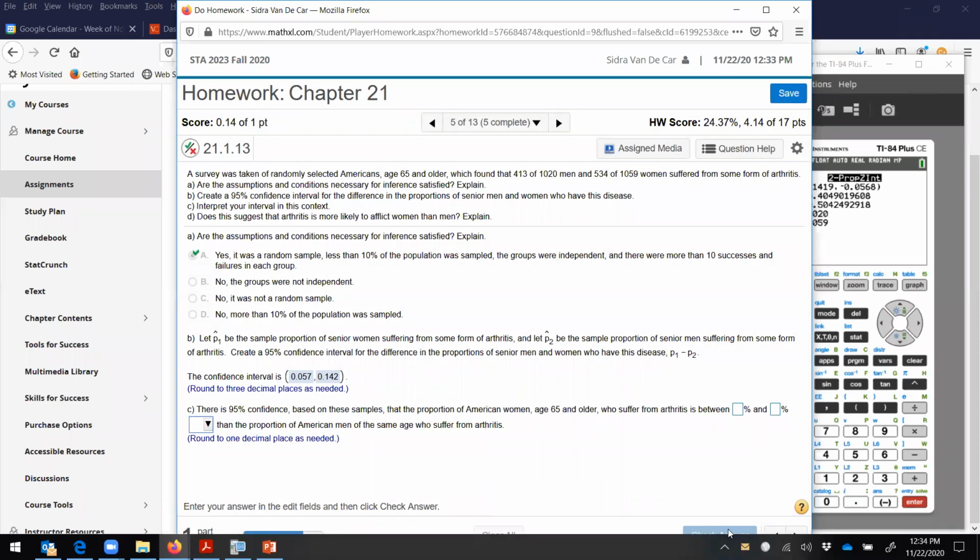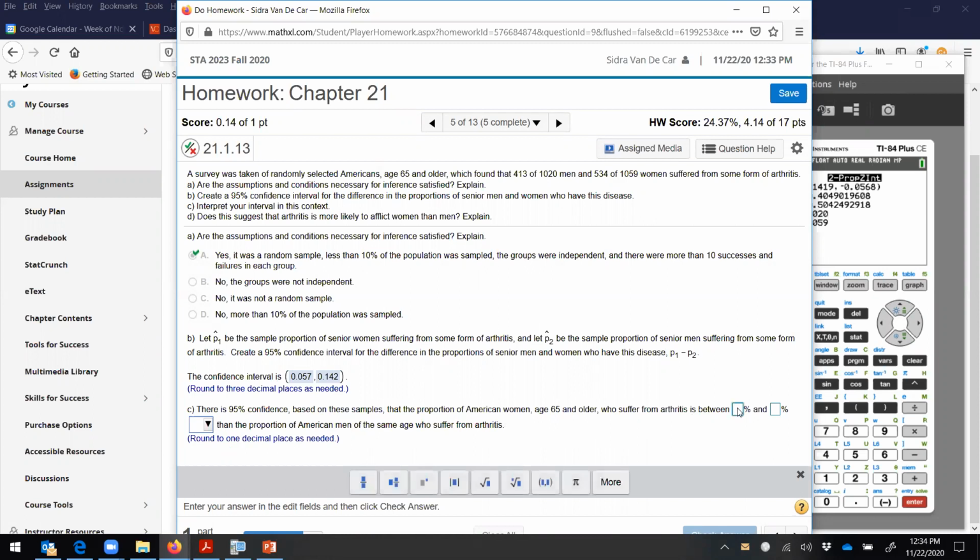There is 95% confidence based on these samples that the proportion of American women aged 65 and older who suffered arthritis is between 5.7% and 14.2%. I'm just moving the decimal over 2 places here. Greater than the proportion of American men.